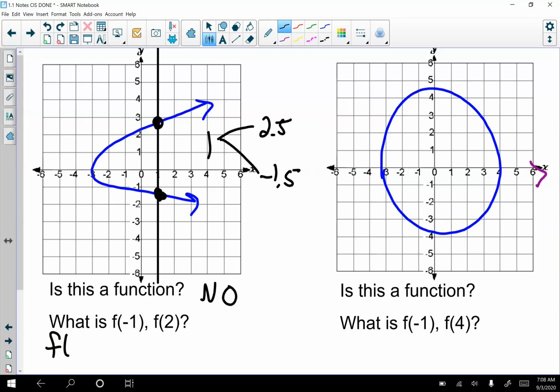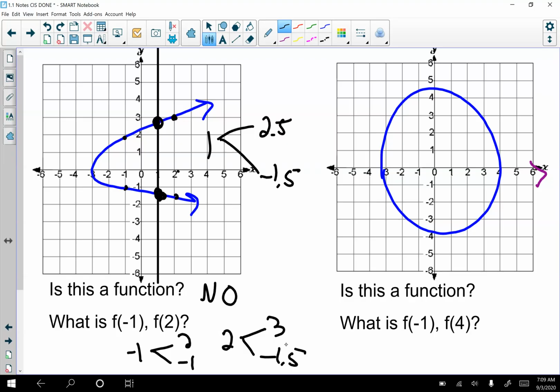And then f of negative 1, so when the input is negative 1, when the x is negative 1, what is my y? And it would be this 2 and negative 1. So this would be 2 and negative 1. And then f of 2, so if I go to the 2, when the x is 2, my y is 3 and negative 1.5. So it's going to be 3 and negative 1.5.